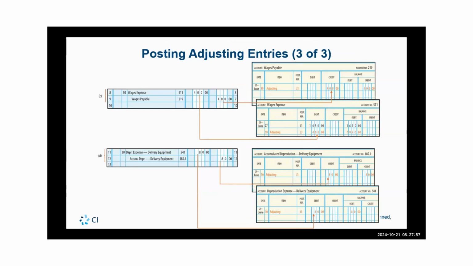And here's an example for wages and then our delivery equipment. So if you get stuck on your homework or the assessment, go back to the book. These pictures are straight from the book, so it gives you an example of where things should go.